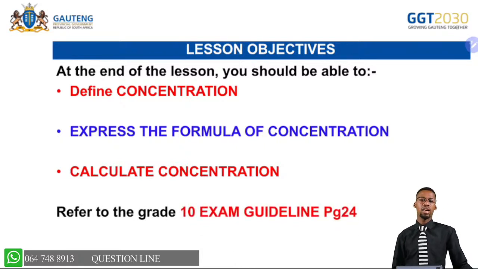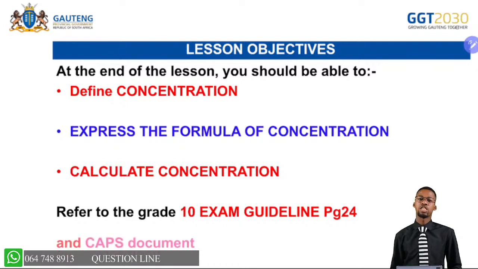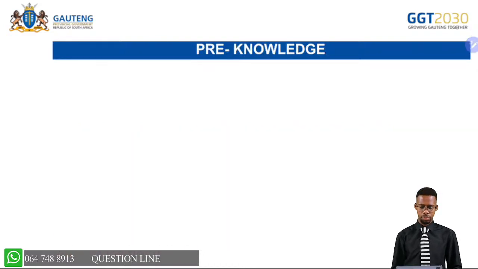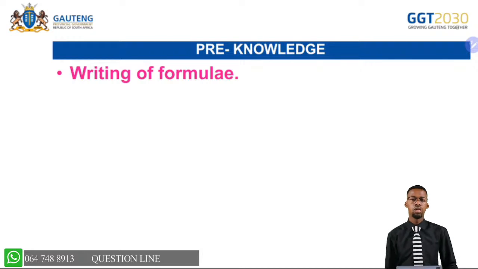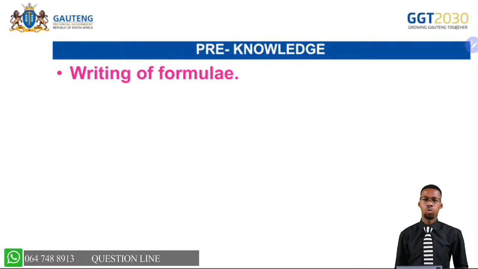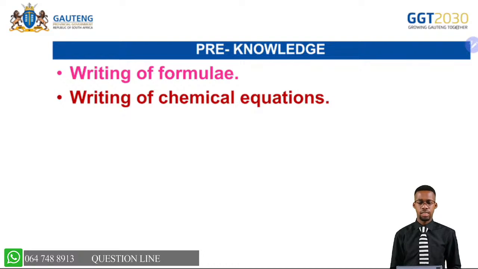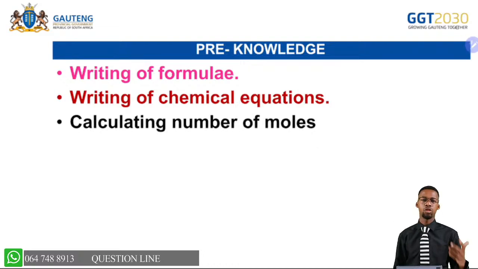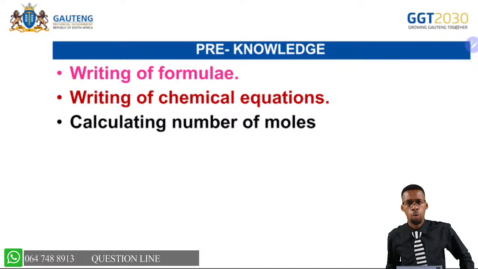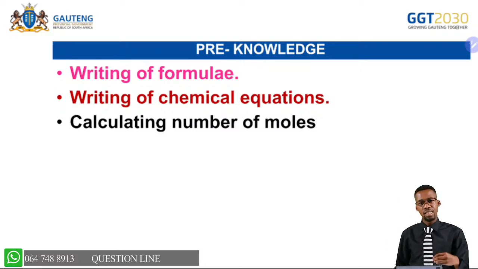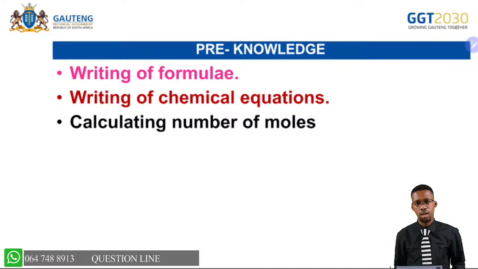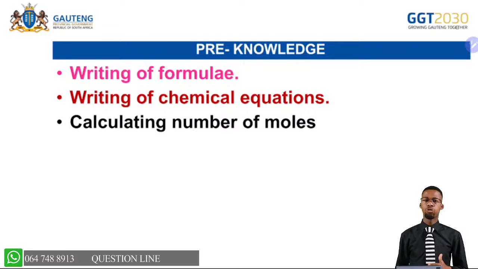So we need to refer to the exam guideline in conjunction with the CAPS document. So what is it that you know? It is to balance chemical equations, to write chemical equations and formulas, and to calculate the number of moles. This is going to be handy in this topic. So it is important to remind yourself of these three things: writing chemical formulas, balancing the equation, and also calculating number of moles.